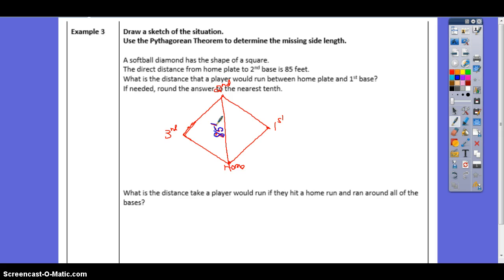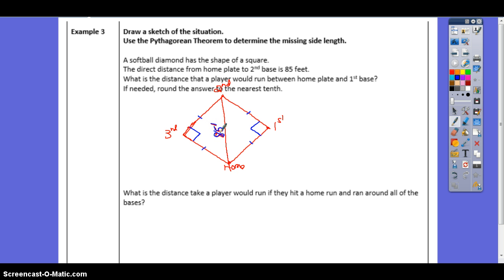The home plate to first base. True. Do I know any other distances? 85 feet across. I know that it would probably be 85 feet across this way, because it's a square, right? So what else do we know about a square? All sides are congruent. What else do we know about a square? All 90-degree angles.